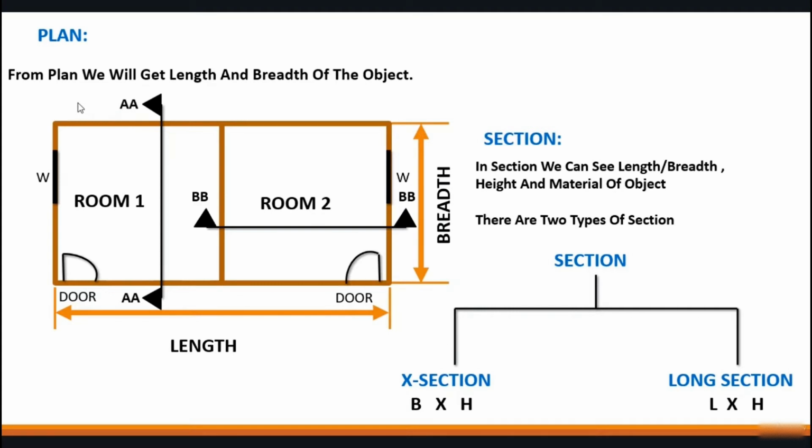For example, here you can see we have a cross section along the width. This is called cross section. And here we have a long section along the length. This is called long section. So let's see what detail we can get from here.